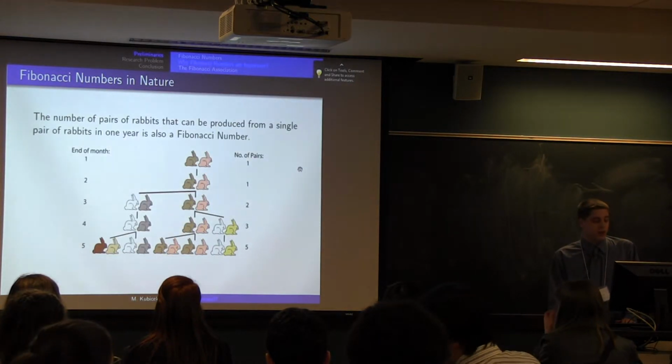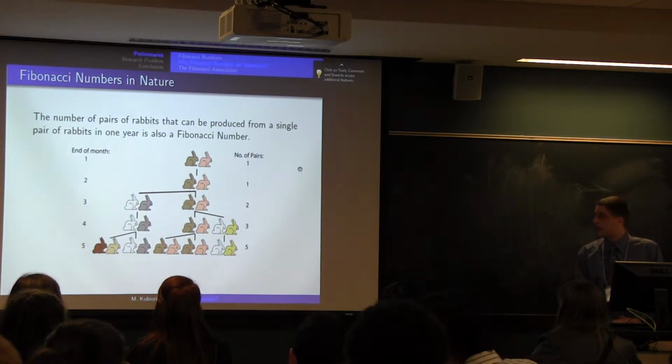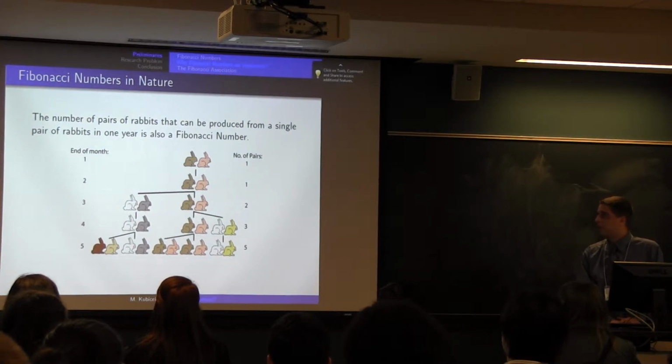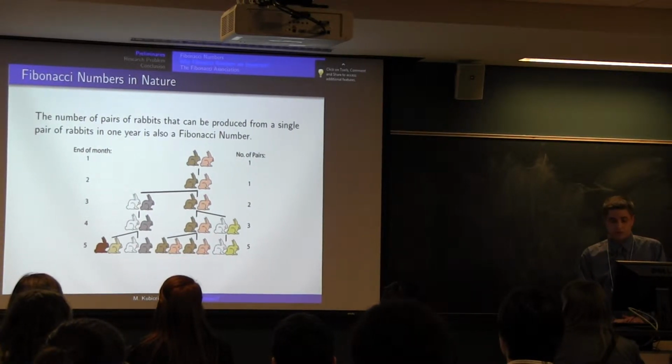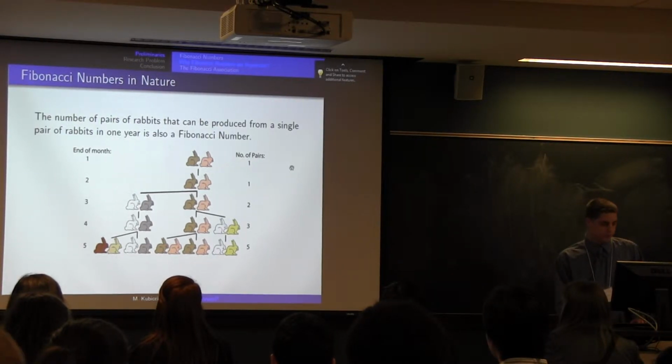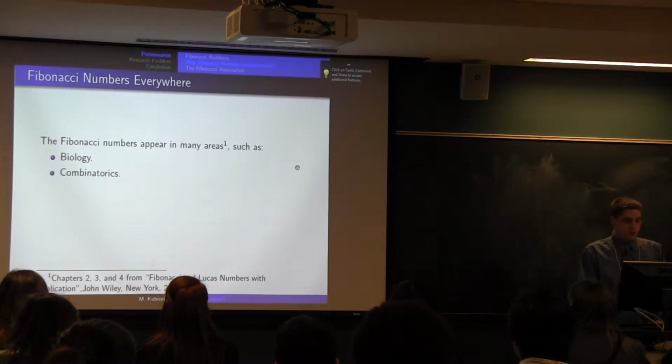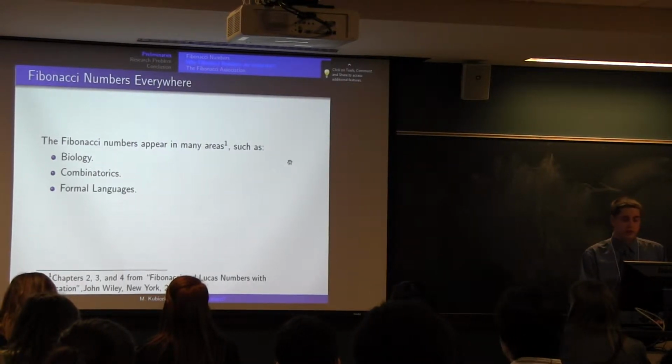It also appears in the pairs of rabbits that are produced each month. In the first month, we'll have 1 pair of rabbits, and then the second month, we'll have another 1. And then the third month, we'll have 2, and then we'll have 3, and then we'll have 5. And this continues on with the Fibonacci sequence. It also appears in biology, combinatorics, formal languages, and many other things.